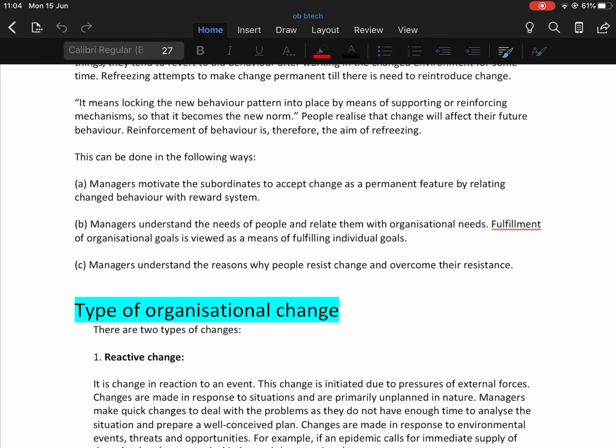And refreezing can be done in the following ways. Managers can motivate subordinates to accept change as a permanent feature by relating changed behavior with the reward system. Managers can understand the needs of people and relate them with organizational needs. Fulfillment of organizational goals is viewed as a means of fulfilling individual goals. Then managers make people understand, or managers can understand the reasons why people resist change and overcome their resistance. So these are the ways through which managers can motivate employees not to resist the change.